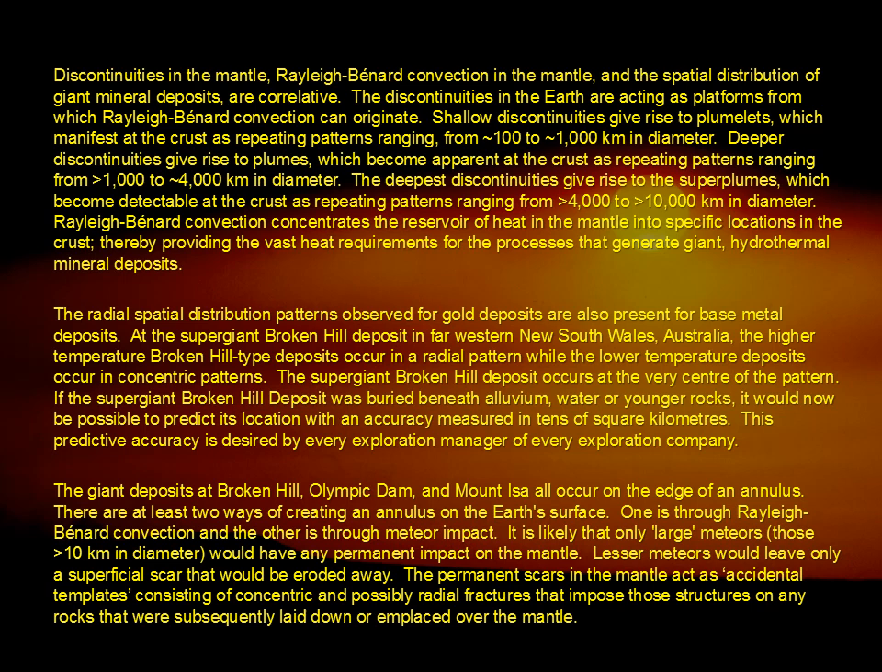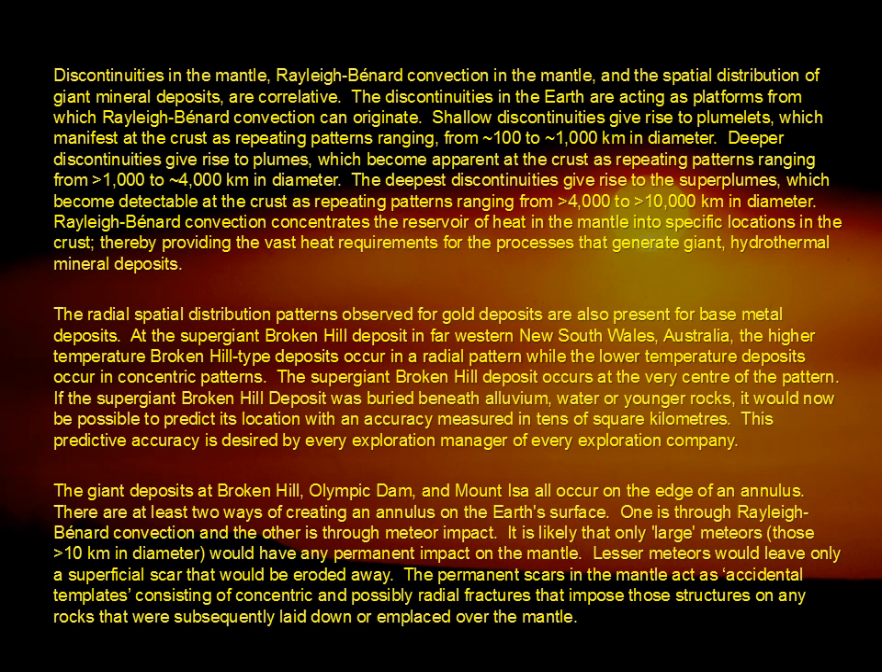The discontinuities in the earth are acting as platforms from which Rayleigh-Bénard convection can originate. Shallow discontinuities give rise to plumelets, which manifest at the crust as repeating patterns ranging from approximately 100 to approximately 1,000 kilometers in diameter. Deeper discontinuities give rise to plumes, which become apparent at the crust as repeating patterns ranging from greater than 1,000 to approximately 4,000 kilometers in diameter.